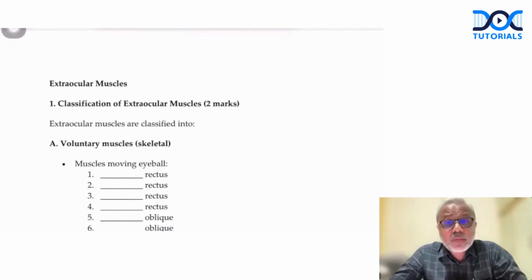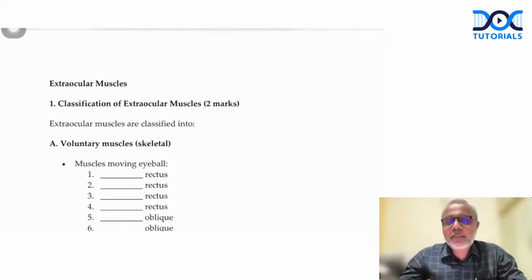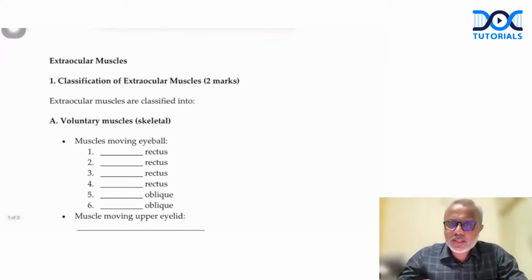From the region of head and neck, as we have discussed, the most frequently asked long essay would be parotid. Apart from parotid, we have the anatomy of dural venous sinuses, then muscles of mastication, TMJ, tongue, palate, larynx, pharynx. One more important topic that is very frequently asked, and is the examiner's favorite topic when they set papers, is the extraocular muscles.